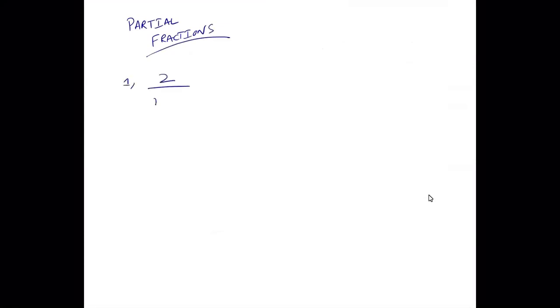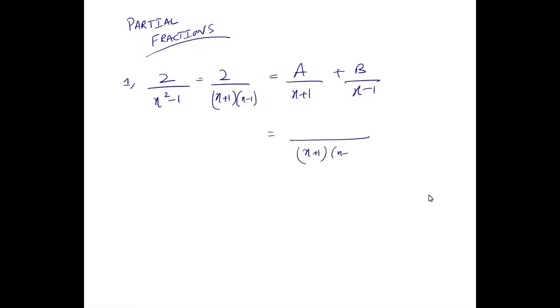That was, for example, if you have 2 upon x squared minus 1. Now the denominator can be split up as x plus 1 times x minus 1. And whenever we have two linear factors in the denominator, the partial fraction was in the form of a upon the first linear factor plus b upon the second linear factor. You remember this? Yes. So then you would have made the denominators common, x plus 1 times x minus 1. a would have been multiplied by x minus 1 and b would have been multiplied by x plus 1.